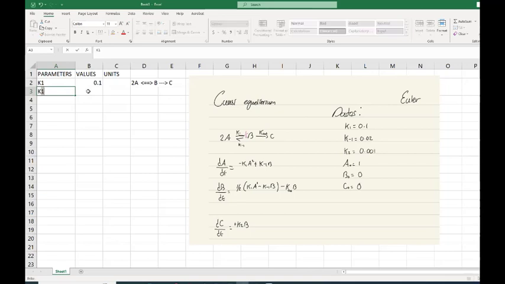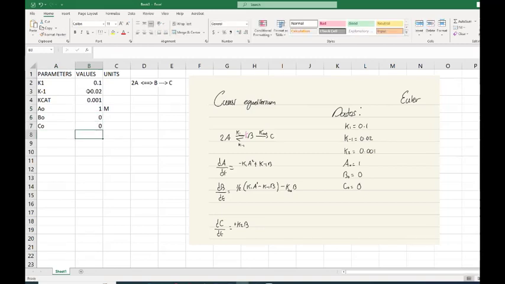K1, then I have K minus 1. That's the reverse reaction, which is 0.02. And now we have K catalytic, or K2, whatever you want to call it, which is 0.001. And the initial concentration, the only one that I care about is the initial concentration for A, which in this case will be A0, about 1 molar, or mole per liter, and B0 and C0 are both 0. All right, so that's good.